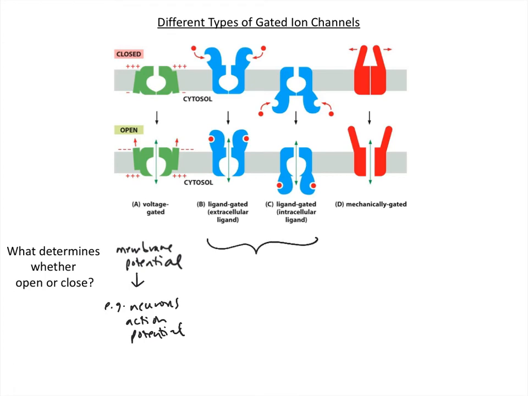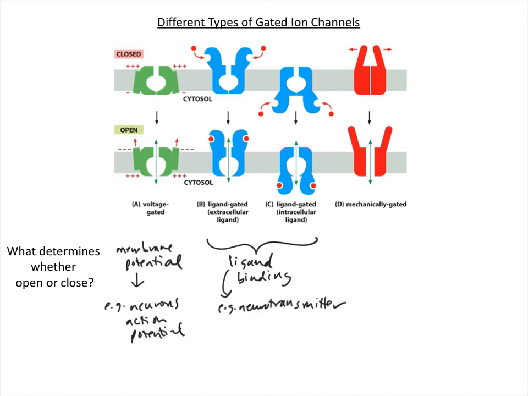Secondly, I'm going to put these 2 together. There are ligand-gated channels, so ligand binding will determine whether each of these channel proteins is open or not. In one case, the ligand binds to the protein in the extracellular region, and in the other case, it binds to the protein in the intracellular region. An example of a type of ligand is a neurotransmitter, especially for these extracellular ligand-gated channels.